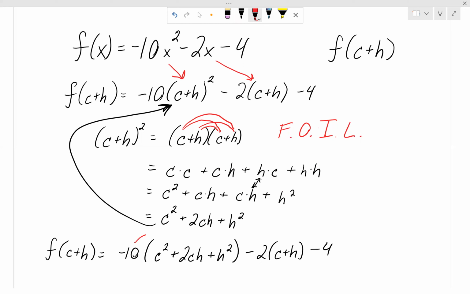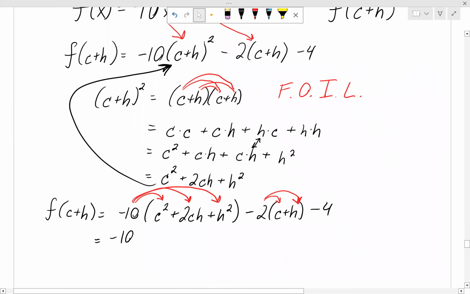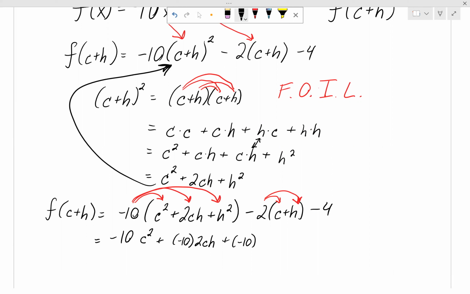Now I'm going to take the negative 10 and distribute it to each of these terms. And I'm going to take my negative 2 and distribute it to each of these terms. All right. So whenever I do this, I'm going to get negative 10 times c squared plus negative 10 times 2ch plus negative 10 times h squared minus 2 times c plus negative 2 times h minus 4.